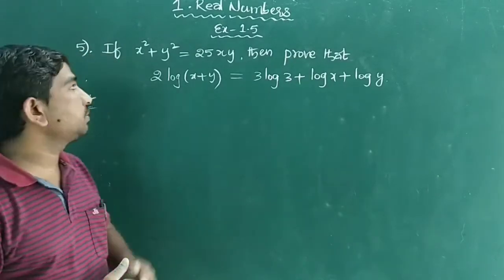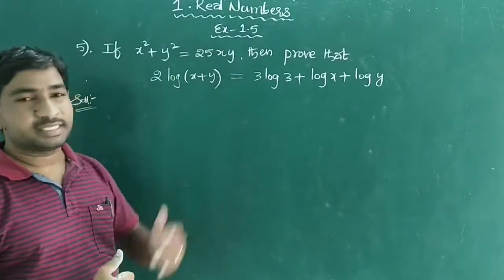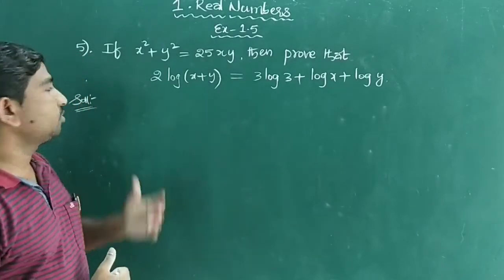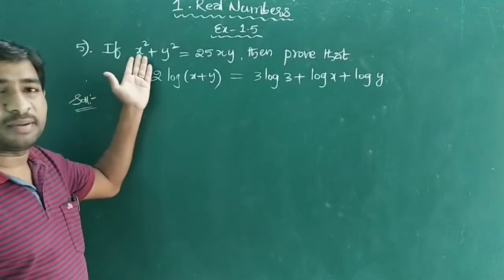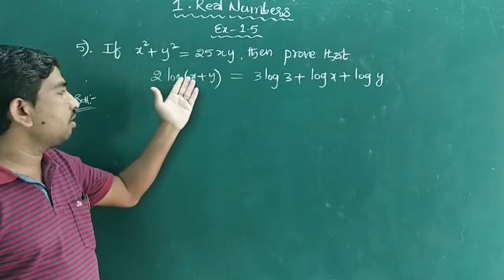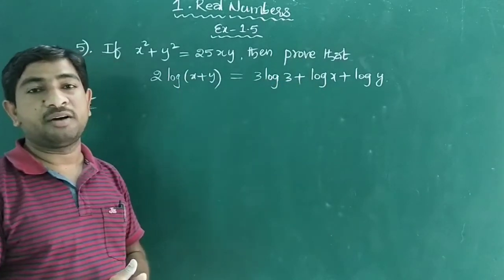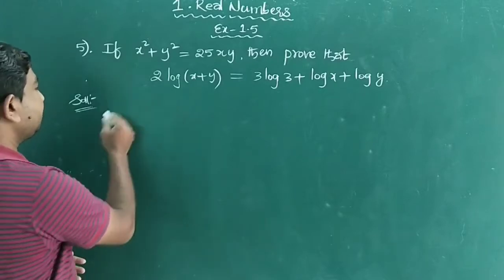Today I am going to explain the first chapter, Real Numbers, of 10th class, exercise 1.5, the fifth problem. If x square plus y square is equal to 25xy, then prove that 2 log of (x plus y) is equal to 3 log 3 plus log x plus log y. How will it be?